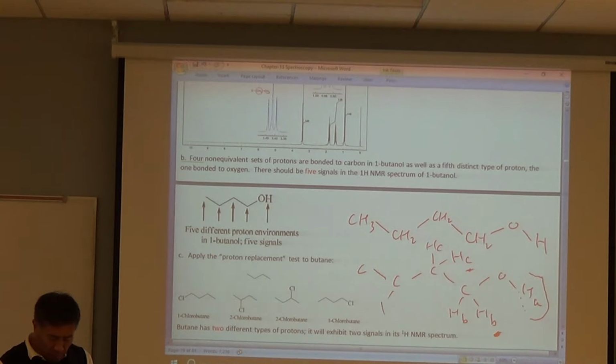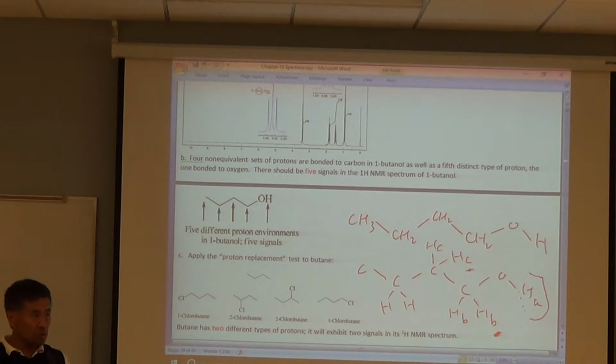And you will have two more H here. So you can consider how many signals: one signal from these two HB, and you will see how many lines, because they are triplet or doublet. HB will be the triplet.